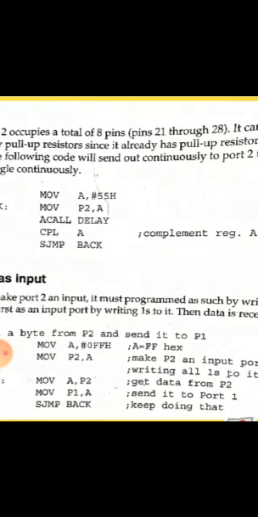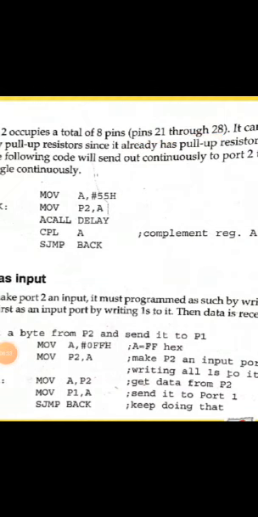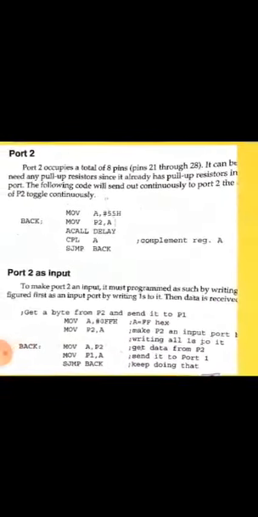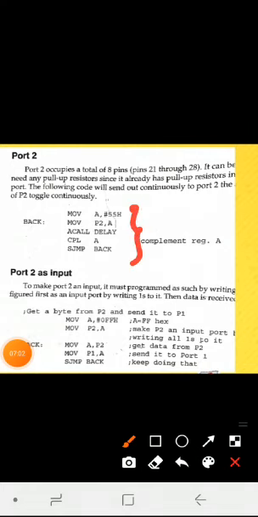Port 2 also has 8 pins. The pin locations are from 21 to 28, and they too don't need any pull-up resistors because they have built-in resistors. This section of the program again sends the information 55 and AA. So you have to complement. We have taken directly the instruction CPL, which says complement register A, and then port 2 as input. Port 2 as input means all the pins of port 2 should carry 1.